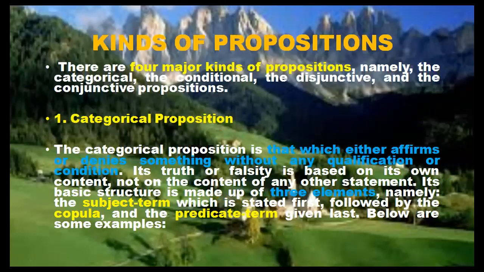There are four major kinds. Categorical. Ibig sabihin, mayroon talagang truthfulness or falsity itong statement na ito without any condition. Its truth or falsity is based on its own content, not on the content of any other statement. Its basic structure is made up of three elements. Tatlo, no? Parang grammar ito. Mayroong subject term, mayroong copula, or the linking verb, or the auxiliary verb, is or is not. Then the predicate term, which describes the subject term.